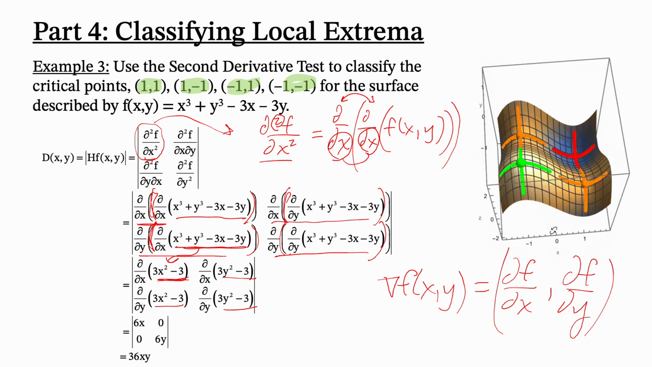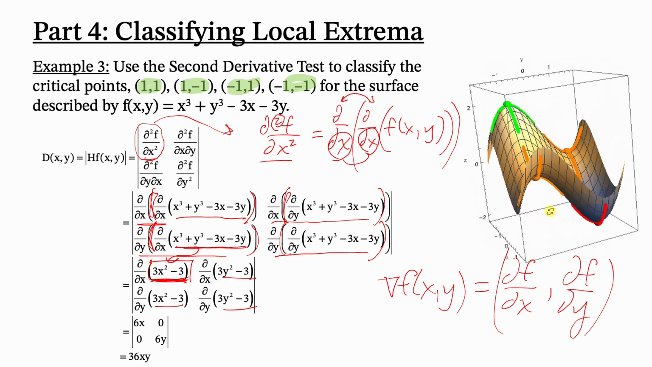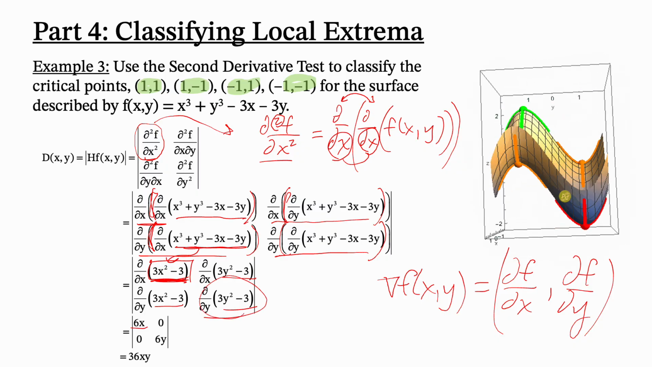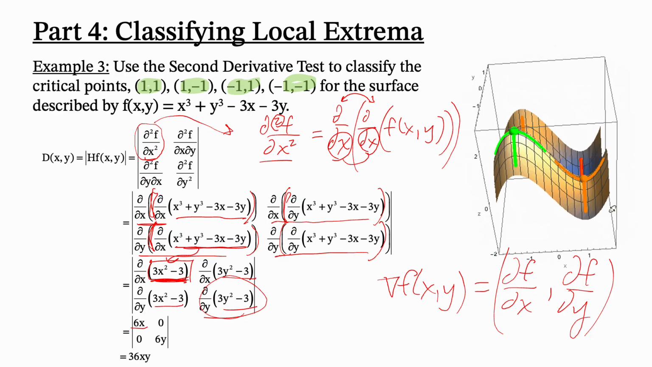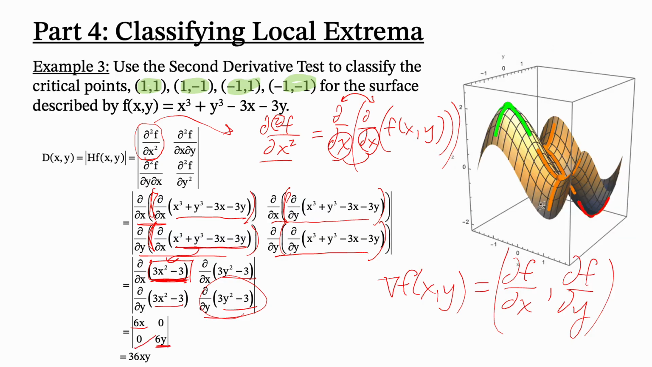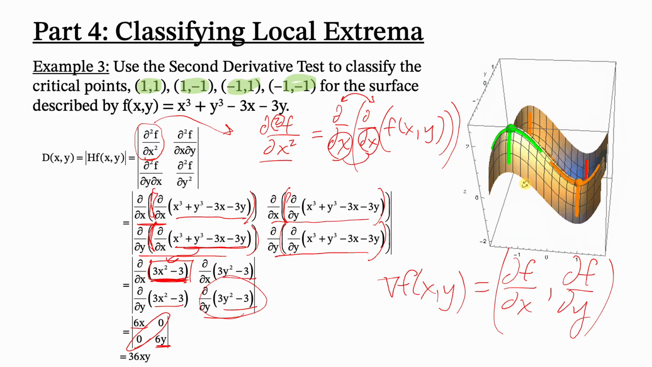The only thing that is new is now d/dx-ing this again. Well, what's the partial derivative of 3x squared minus 3 with respect to x? It's 6x. If you go to the lower right-hand entry, what's the partial derivative of 3y squared minus 3 with respect to y? It's 6y. And then, perhaps unsurprisingly for this function, we have zeros down the diagonal here.